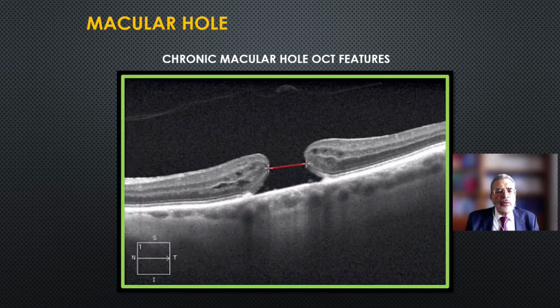Chronic macular holes have different features. In these cases, there is loss of the cuff of the subretinal fluid. There may also be retinal pigment epithelium atrophy seen in chronic holes that gives us a reverse shadowing image.